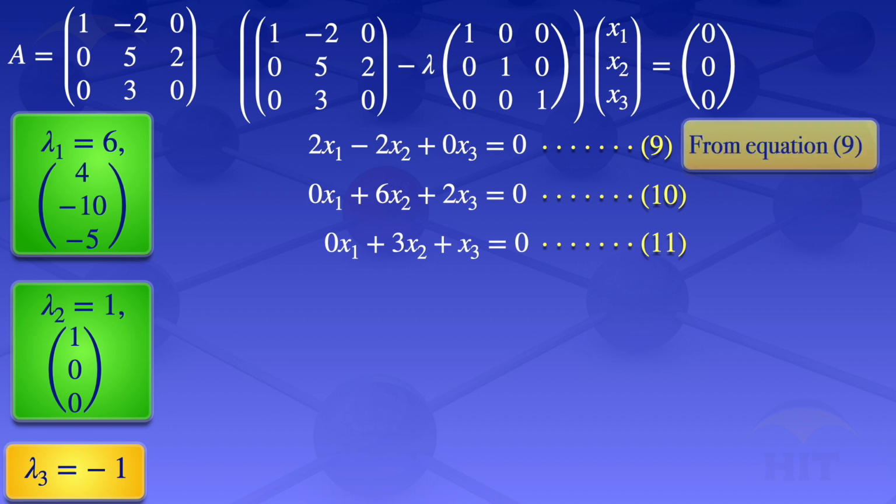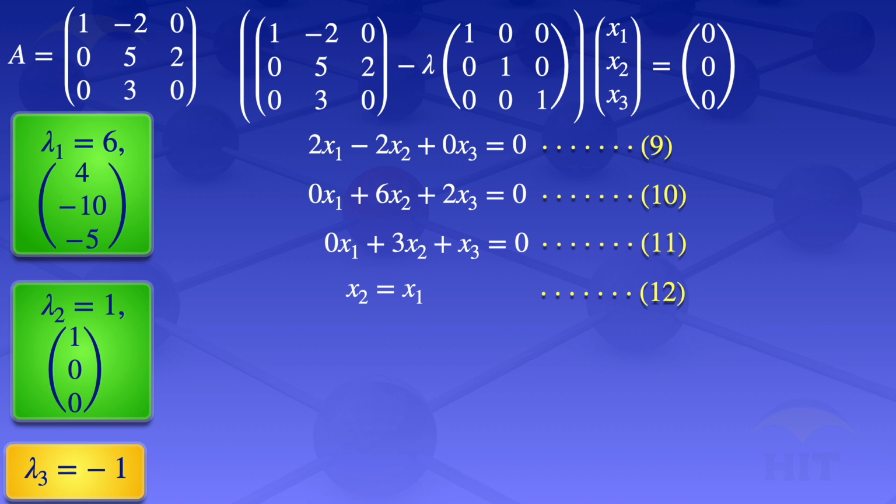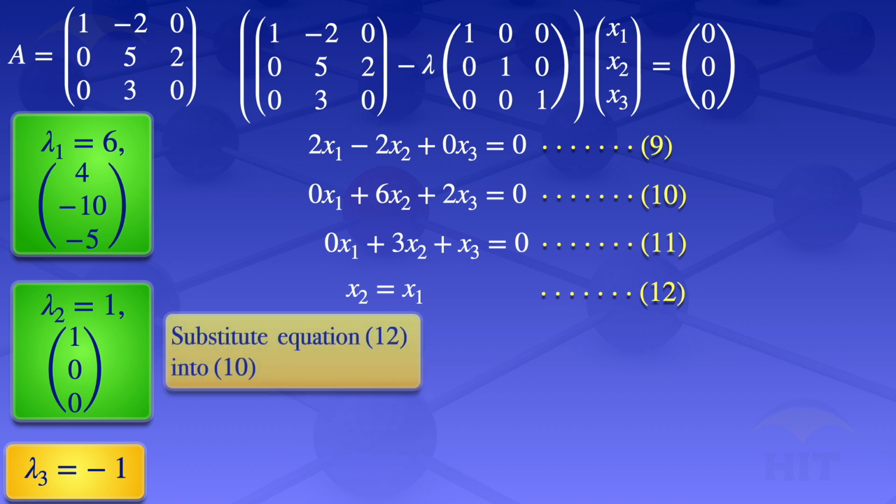From equation number 9 there, we'll be having 2x1 minus 2x2 is equals to 0, because the other part is 0. So we'll be having 2x1 is equals to 2x2. And write x2 in terms of x1, then we'll have x2 is equals to x1. So I'll call that equation number 12. And then substitute equation number 12 into equation number 10. In equation number 12, we're having an x2 there, but we're saying the x2 is x1. So if we put x1 there, then we'll have 6x1 plus 2x3 is equals to 0, which would then give us x3 in terms of x1. We would have x3 is equals to minus 3x1.